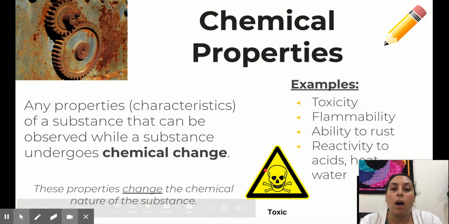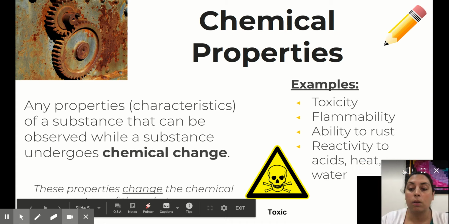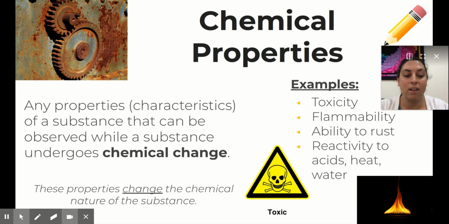Chemical properties are any properties, which means characteristics, of a substance that can be observed while a substance undergoes a chemical change. So these are things that happen when a chemical change is actually happening. These properties change the chemical nature of the substance. So it has an effect on the chemical formula. It has an effect on the arrangement of the atoms within a molecule.